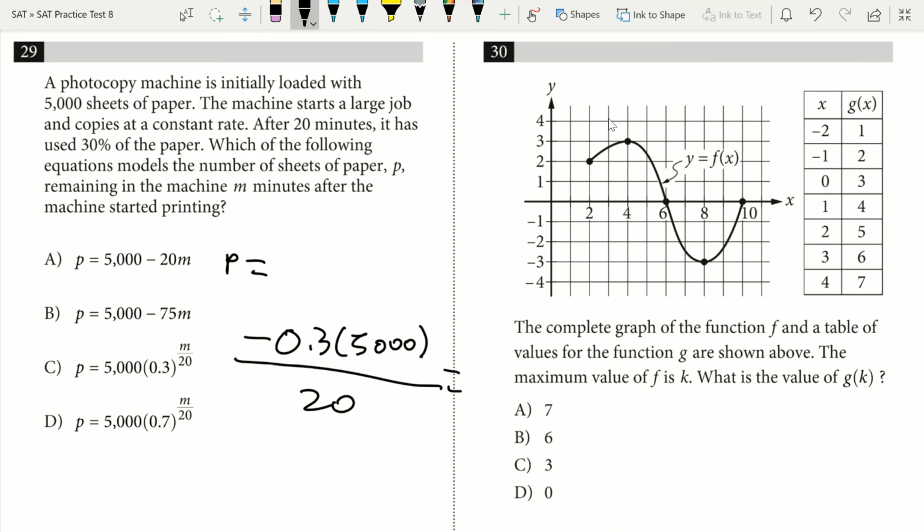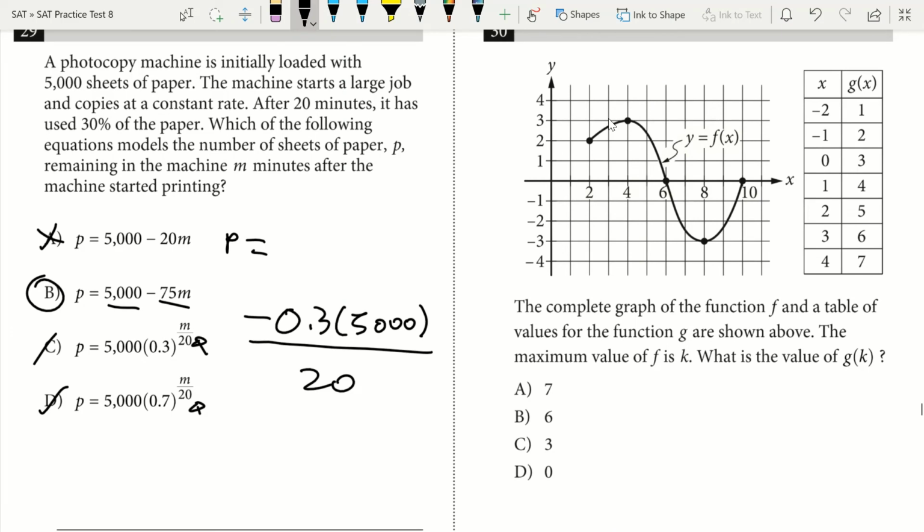So now I'm going to go ahead and plug that into my calculator. I see I have negative 0.3 times 5,000. And that's going to give me negative 1,500 over 20, which will give me negative 75 is my slope. I'm putting M there just so you know it's slope, negative 75. I know that this is not going to be an exponential function, right? So I can go ahead and get rid of C and D off the bat anyways. And now I see I have 5,000 minus 75M as my answer, B. Alright, I'm going to erase this just so I don't do anything on it with the next problem, 30.